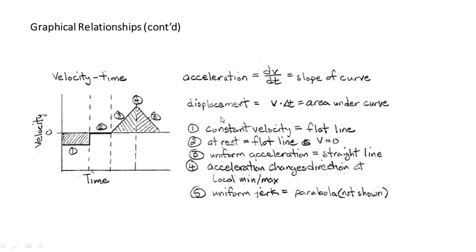Let's look at the key characteristics for the velocity time graph. Section 1 shows a constant velocity and a flat line. Section 2, when an object is at rest, the flat line will be at velocity equals 0. When an object is accelerating uniformly, you will have a straight line. Acceleration changes occur at a local maximum or minimum. An object changes direction when the curve crosses the time axis. And finally, uniform jerk results in a parabola, and this is not shown on the graph.